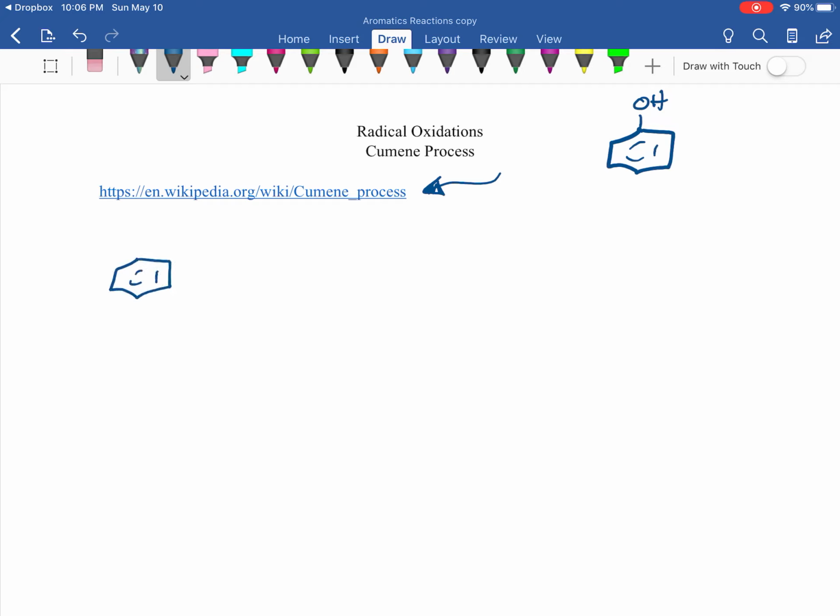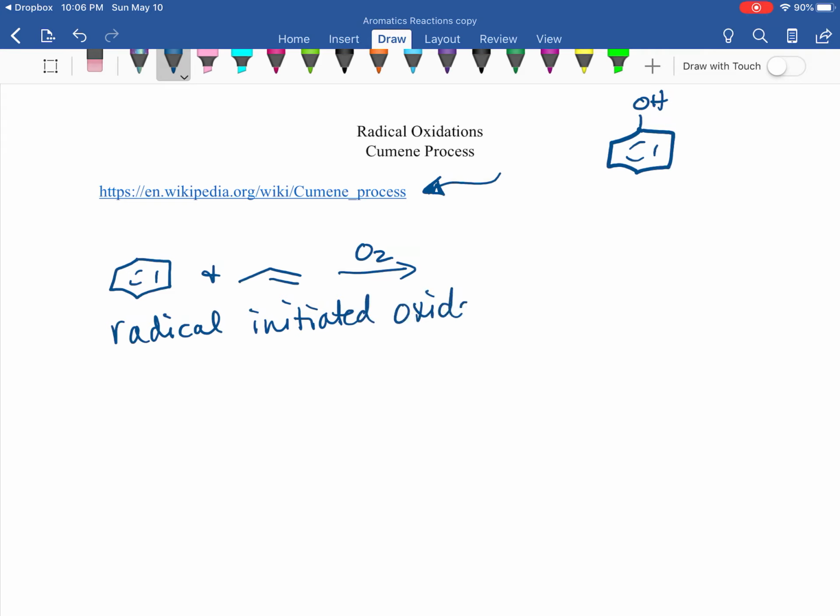It is radical, so we're not going to draw the process, but how they make phenol in literally ton amounts in this country, because it's such a powerful starting material in all kinds of things, is they use a radical initiated process under oxygen atmosphere. They're doing an oxidation. So let's call this a radical initiated oxidation.